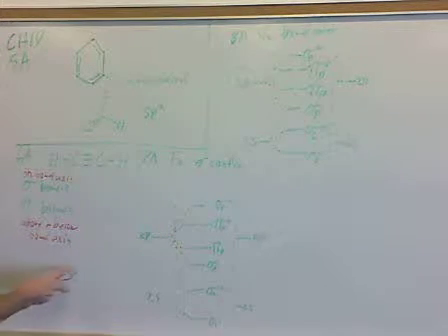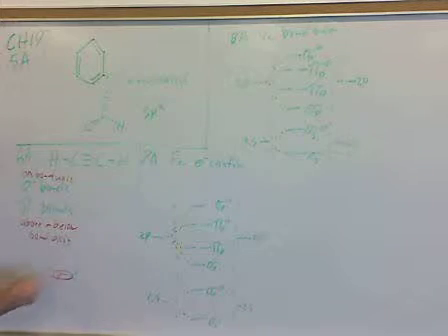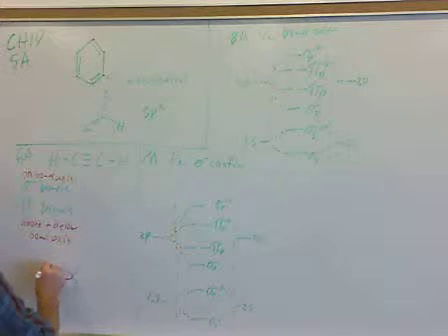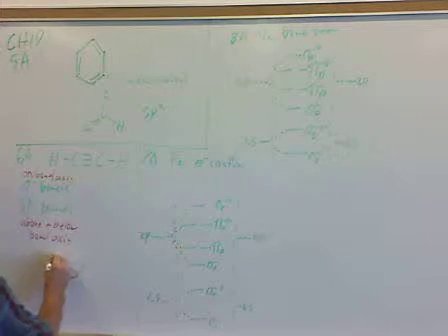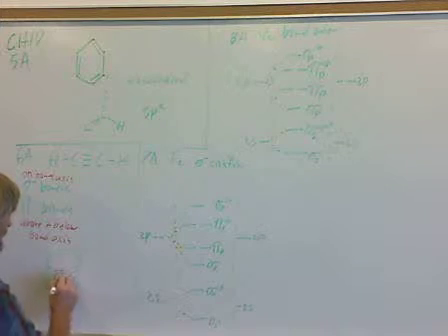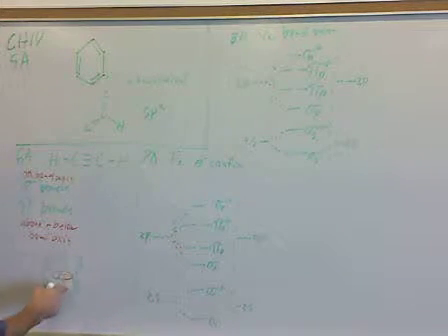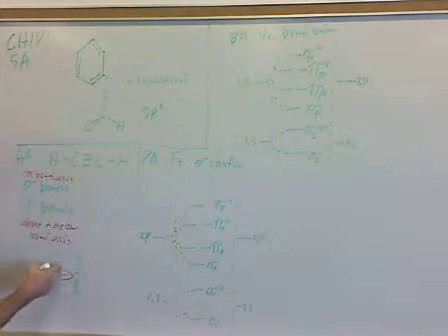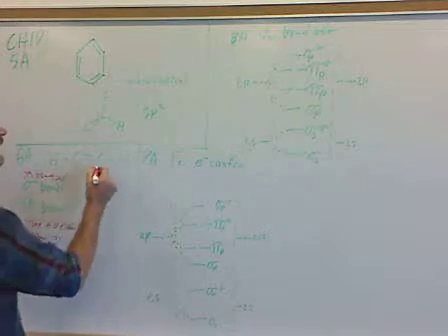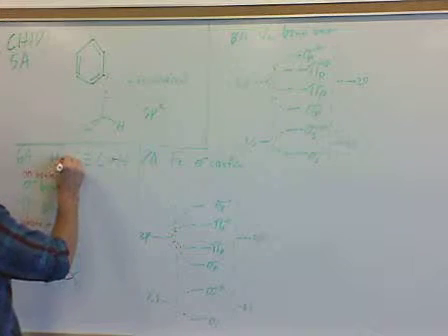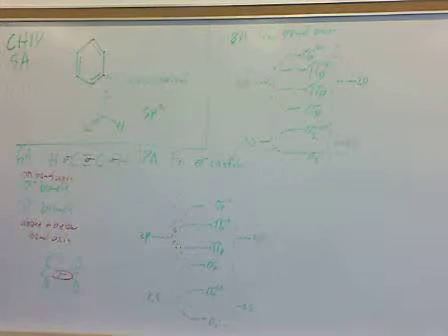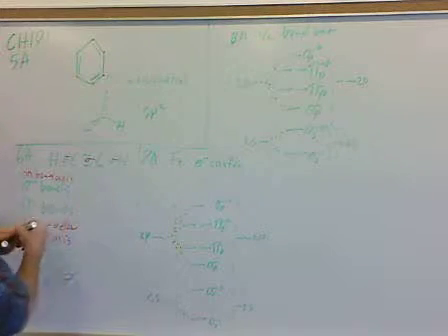Our pi bonds are formed from unhybridized p orbitals. The p orbitals stick above and below the bond axis, and they overlap above and below. So this is our pi bond, and it's 1 pair of electrons that is both above and below that bond axis. So every bond starts off with the sigma bond, and then additional bonds, double and triple bonds, will be pi.